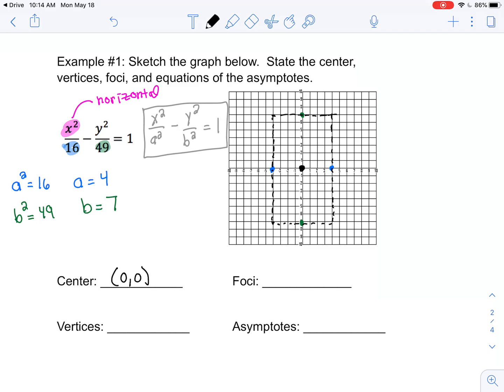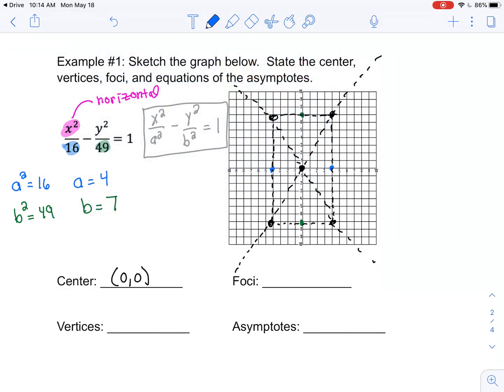I'm now going to use this box to find my asymptotes. And so I'm going to dash lines that go through each of the corners and the center. So here's one, and then I'm going to dash in another one. It goes through the corners and goes through the center. And so these are my asymptotes. Well, now we can actually draw our curve.